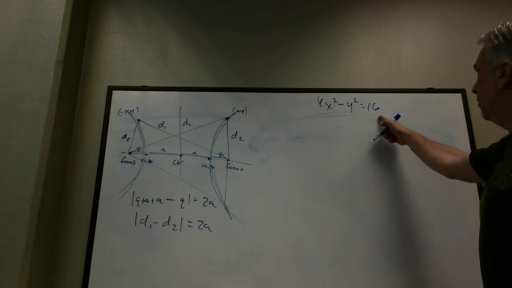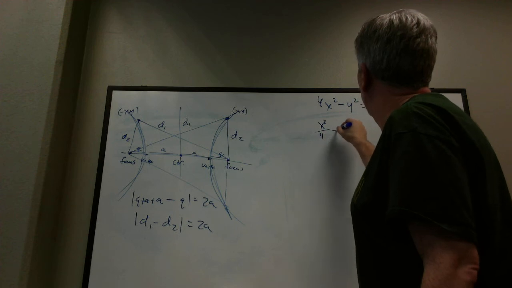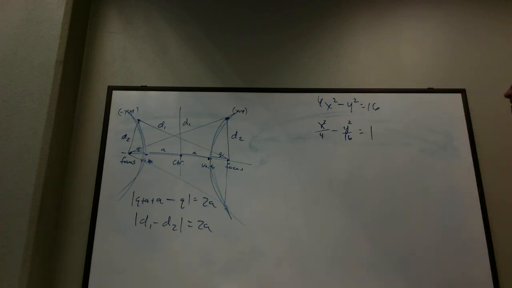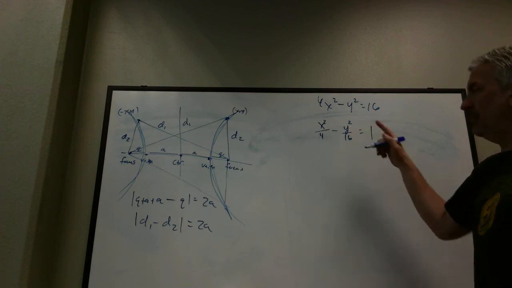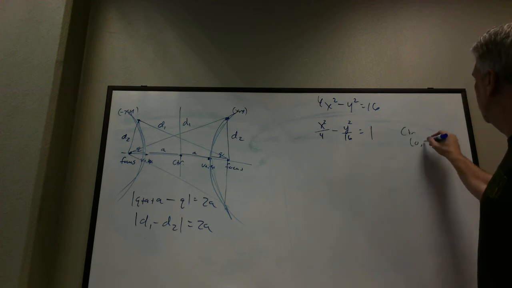So you still want the 1 on the other side. If you divide all the way through by 16, I get x squared over 4 minus y squared over 16 is 1. And it's still the x minus h and y minus k. That's how you find the center. Notice the center here is 0, 0.